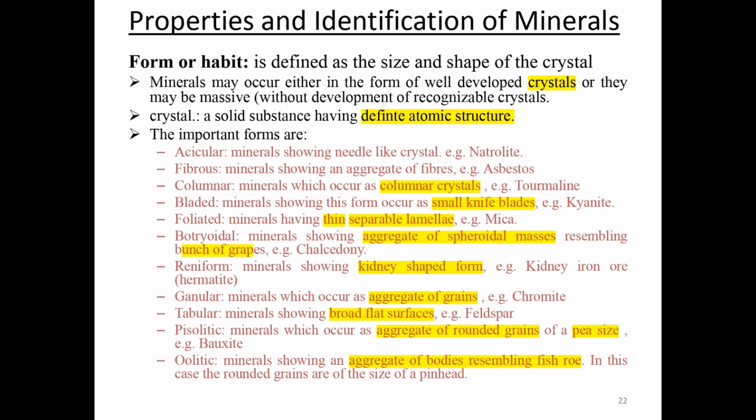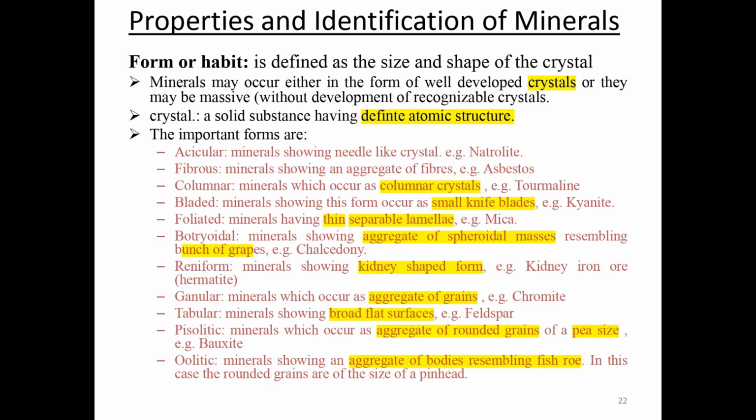Form or habit, defined as the size and shape of the crystal. Minerals may occur either in the form of well-developed crystals or as massive, without the development of recognizable crystals. Crystal, a solid substance with a definite atomic structure. Important forms are acicular, minerals showing needle-like crystals, for example, natrolite. Fibrous, minerals showing an aggregate of fibers, for example, asbestos.